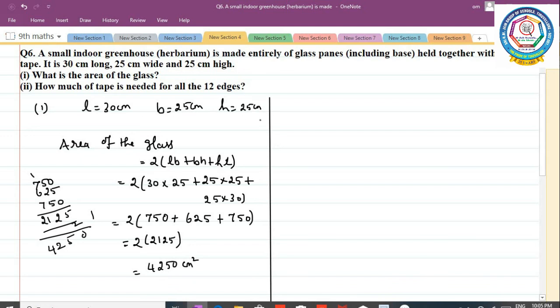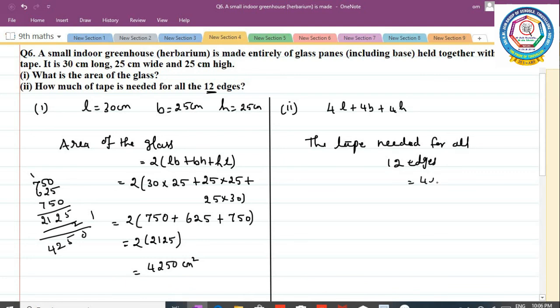Next question, second subdivision: how much tape is needed for the 12 edges? So what do the 12 edges here represent? 4 lengths, 4 breadths, 4 heights. So we have to find the required tape, the tape needed for all 12 edges.